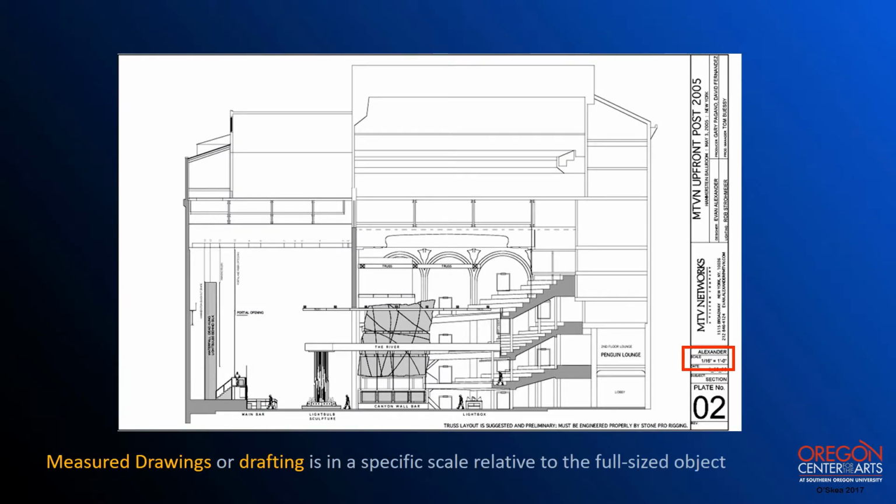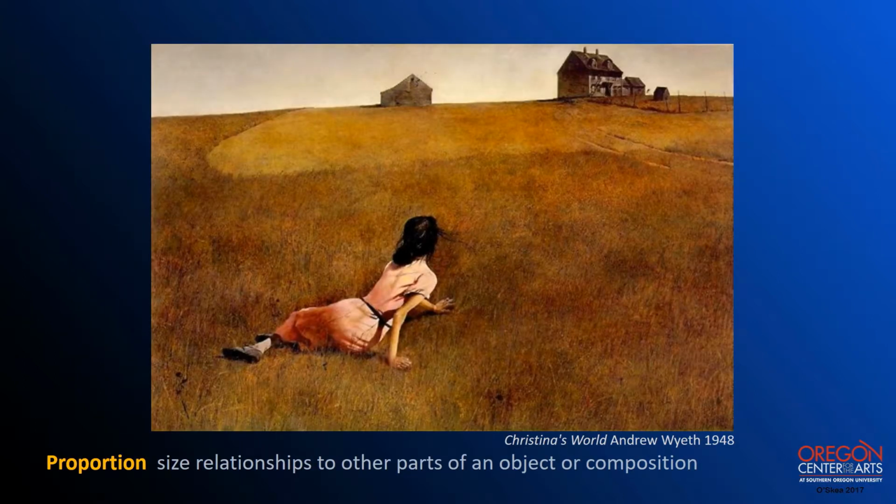Measured drawings is a lot of what I do in terms of drafting. That's taking a drawing in a very specific scale relative to the full-sized object. So if this drawing here is in 1/16 inch to the foot, we oftentimes will use quarter inch or half inch or whatever. So we can take a ruler and put it down the drawing and measure something and tell how big it is on the piece of paper, and that will tell us how big it will be on the full-sized object by using that kind of scale.